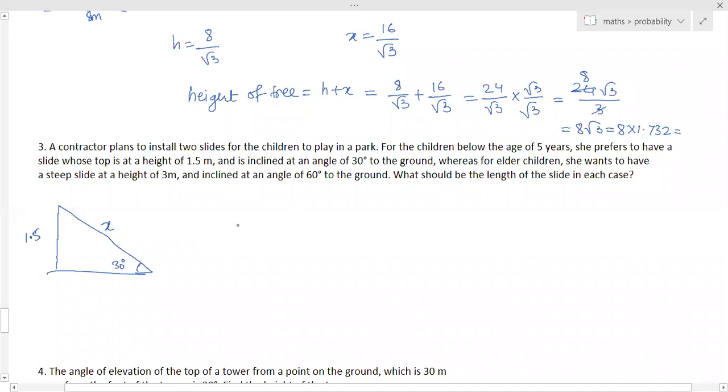And another slide which is steep, at a height of 3 meters. So the height is 3 meters and the slide is at an angle of 60 degrees. This is 3 meters. Find out this distance. Calculate x1 and x2. Use sine 30 and sine 60.